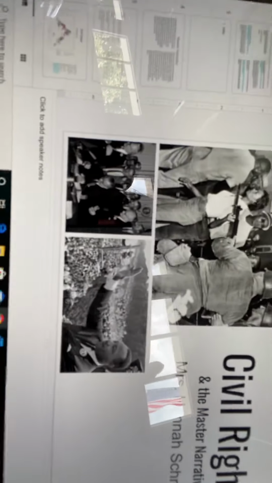So if everyone can go right ahead and open up the PowerPoint, it is going to look like this. It's the Civil Rights and Master Narrative PowerPoint. And then we are going to work on the first part of the choice board, which is number 1, which is what is the master narrative and how does it manifest? And if you want to go right down to slide number 4, that is where we are going to start.